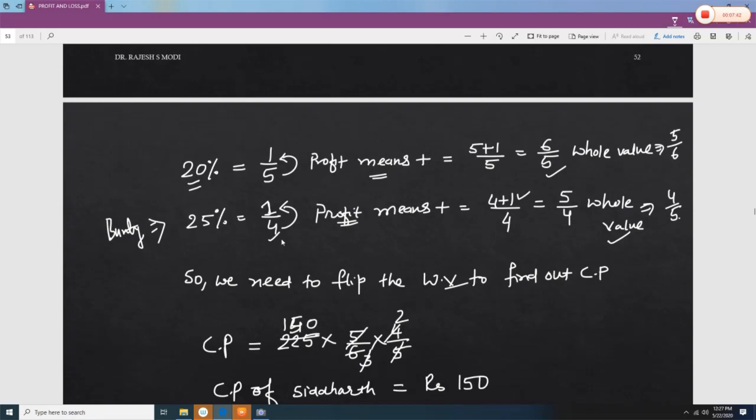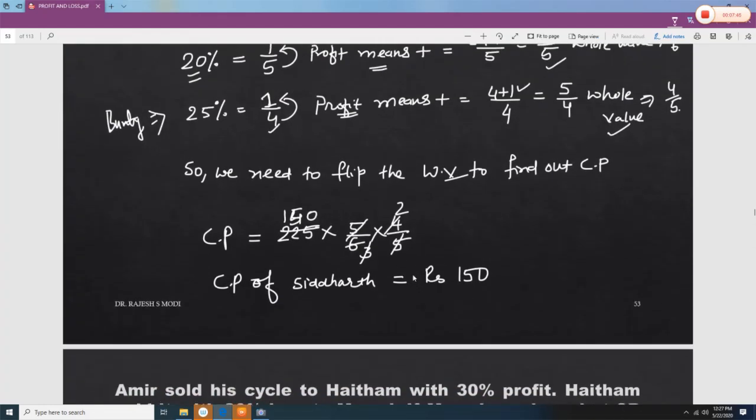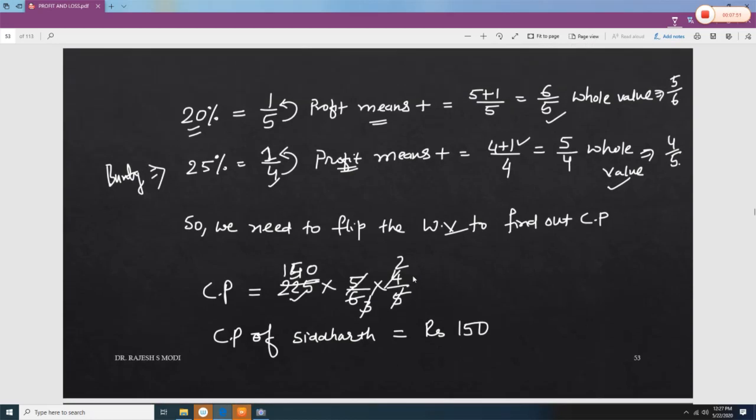And 225 is the price at which Raja sold it to Bunty. So 225 multiplied by 5 over 6 multiplied by 4 over 5. So that comes to rupees 150, which is the cost price of Siddharth.